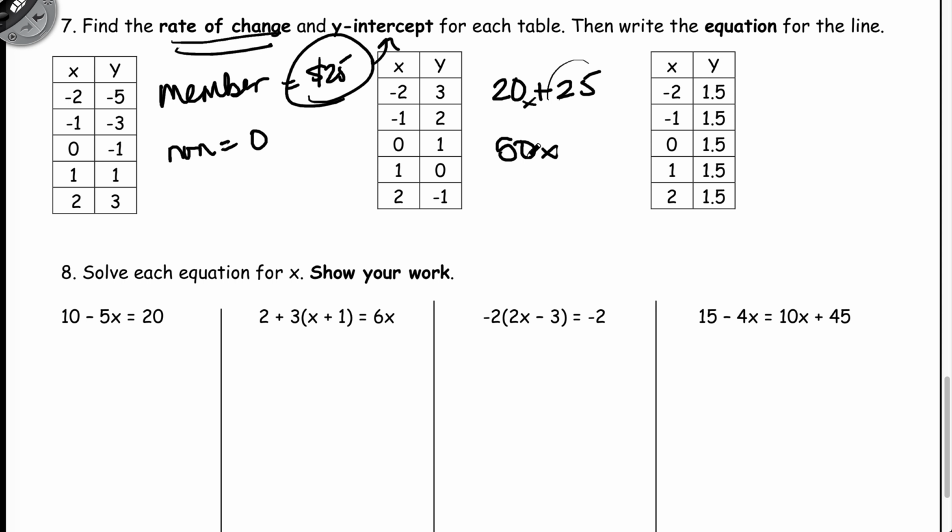So know how to do those types of problems where when you go to graph them, the lines intersect at one point like that. And that just means that at that point, no matter what, if you're a member or not a member, you would pay the same amount.